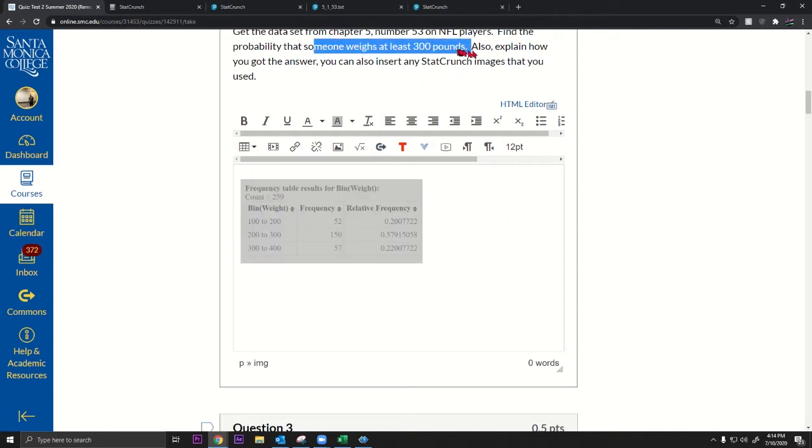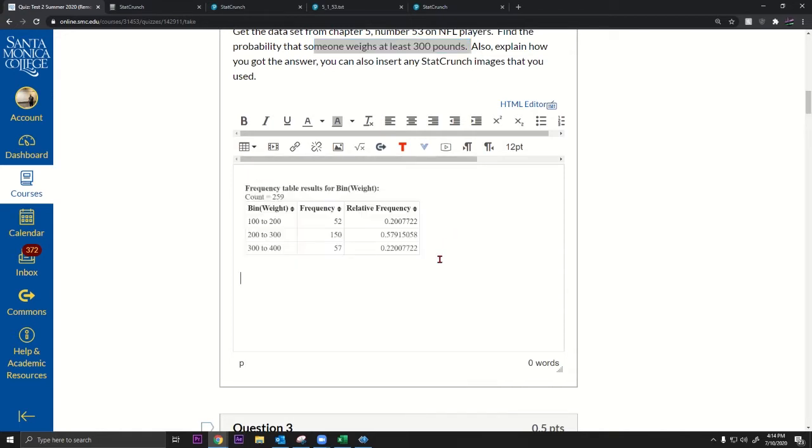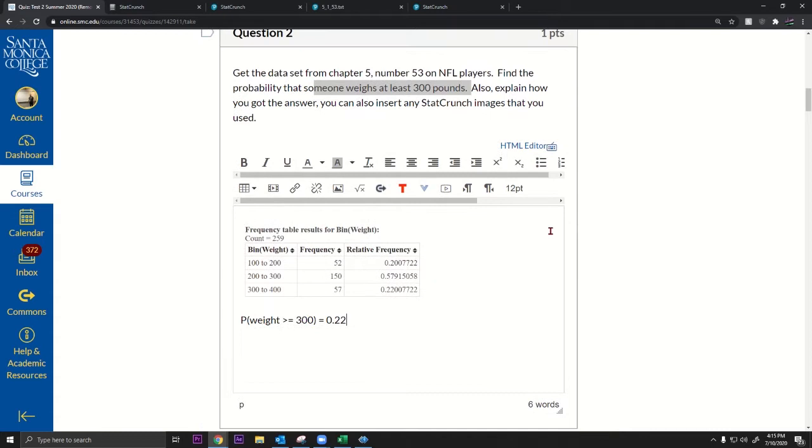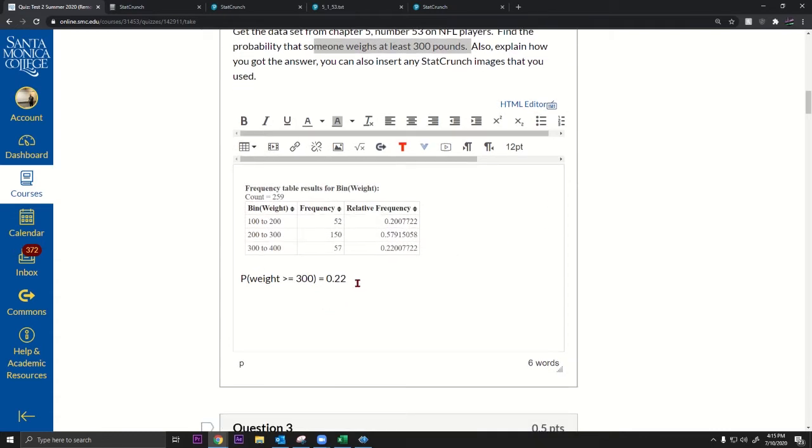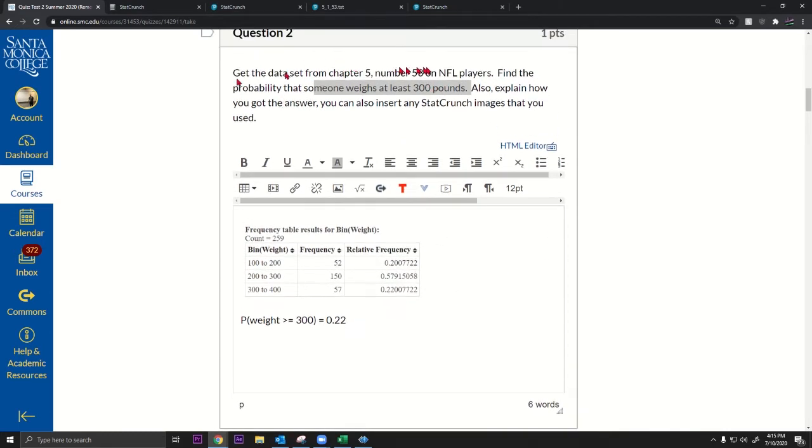Well, someone weighs at least 300 pounds. So I'm going to say, okay, the probability that someone, or let's say weight, is greater than or equal to 300 equals 0.22. Do they say what to round to? They don't say what to round to, but they ask to find the probability, so I'm just going to say 0.2201. Whatever you want to round to. It doesn't really specify, so that would suffice as the answer.